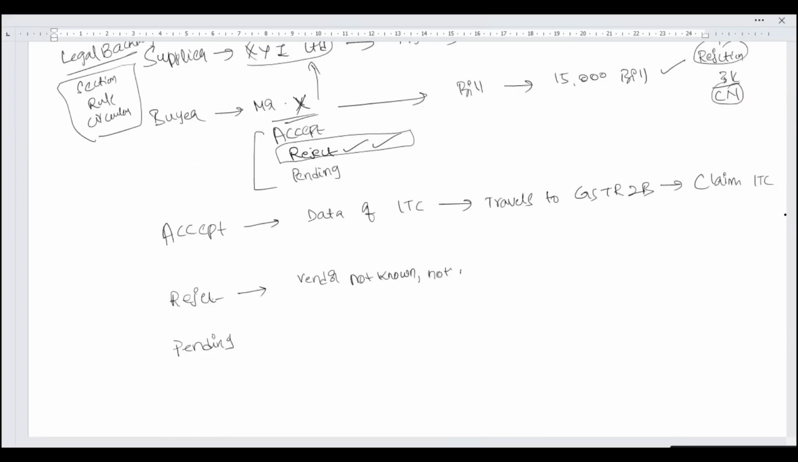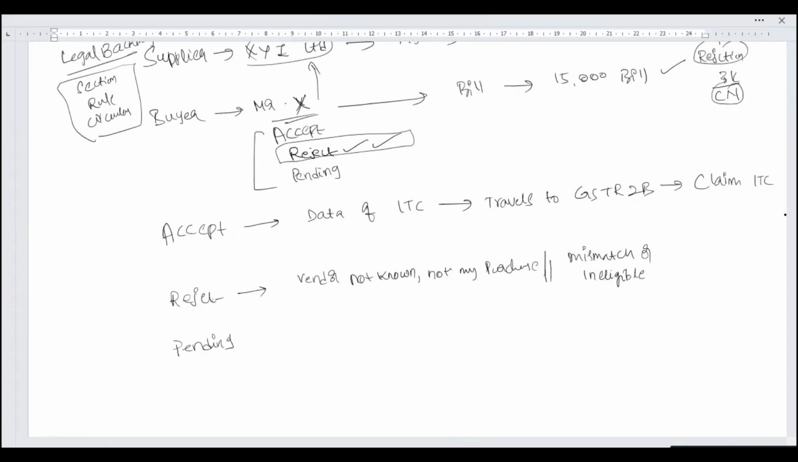Not my purchase. Even generally, the intention is: if the vendor is not known, it is not your purchase, so click on the button called reject. But in reality, what is happening? Any mismatch or any ineligible, the users don't know the purpose of this. "Sir, it is ineligible, sir. Reject. I don't want this claim."